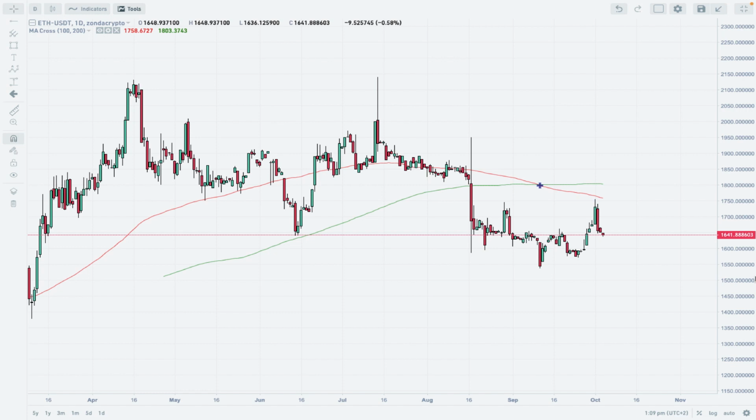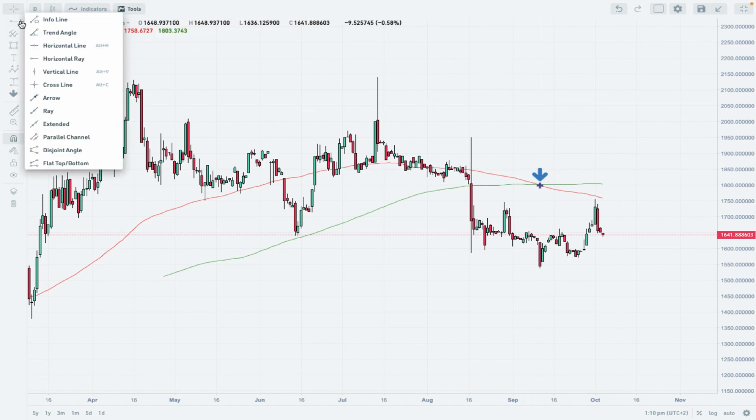We are going to take a look at the Ether to Tether at the daily time frame chart of Zondacrypto. So what do we have here? The first thing you can see on this chart is of course the bearish cross. The 100 periods moving average, which is red, is crossing from the upside the 200 periods moving average. So this is a very important indication that the bears are in control of this market.